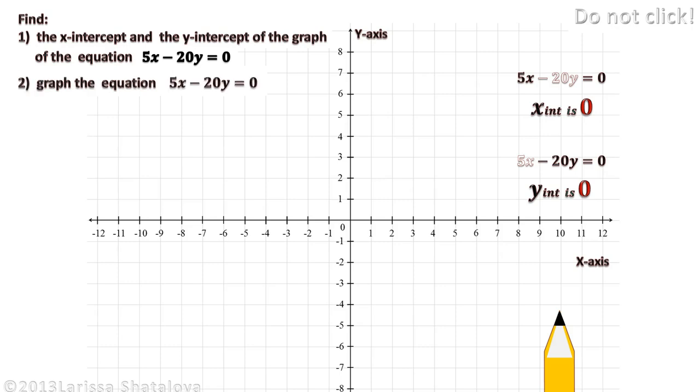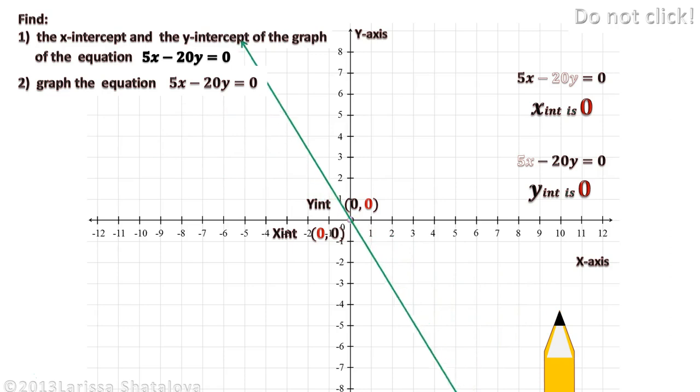Now we have to plot points in order to graph. So the x-intercept is 0 and the y-intercept is 0. They have the same spot. They share the same location. If you want to graph, look what will happen. Our line is not stable because it's only one point. To graph a straight line, we need any two separate points.